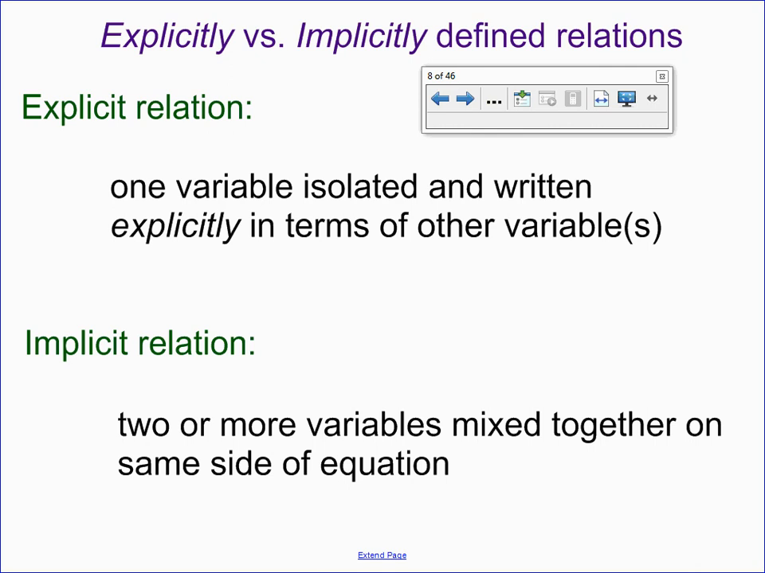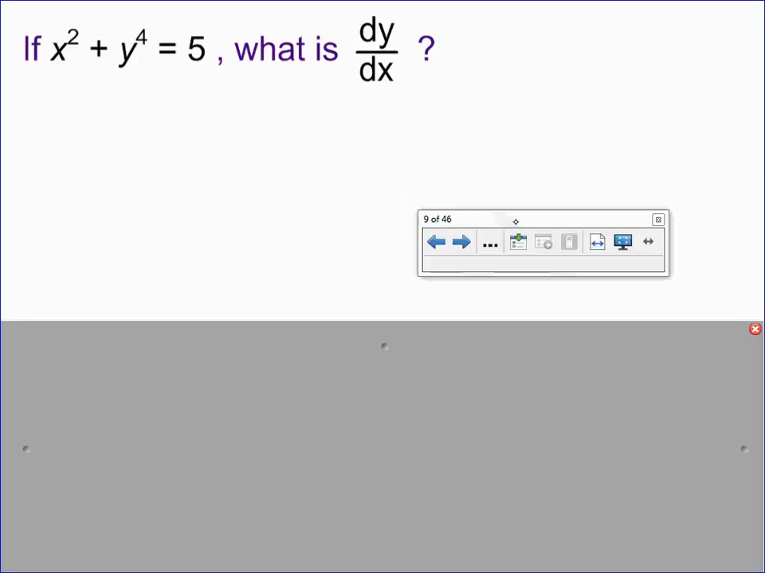Monica? Is an implicit equation always going to be equal to some constant? Not necessarily. Usually that is the case, but not necessarily. We just need to have variables mixed together on the same side of the equation, and the other side not equal to a single variable. When we have one variable isolated alone on one side of the equal sign and then written in terms of others, then it's explicit. But if we have a mix on the same side, then we're talking about an implicitly defined relation. All right.